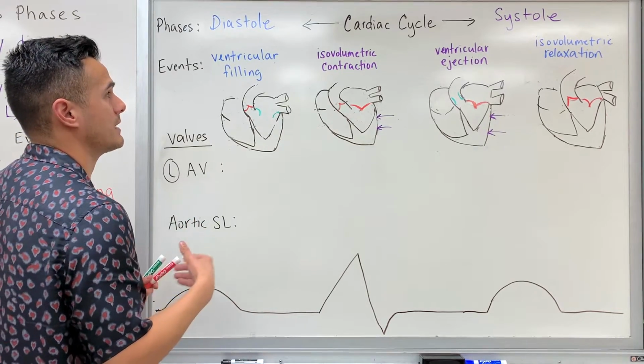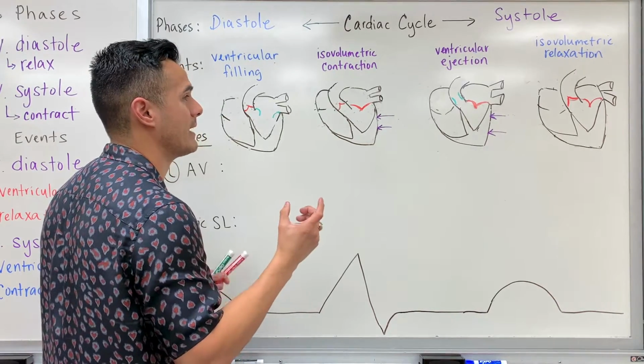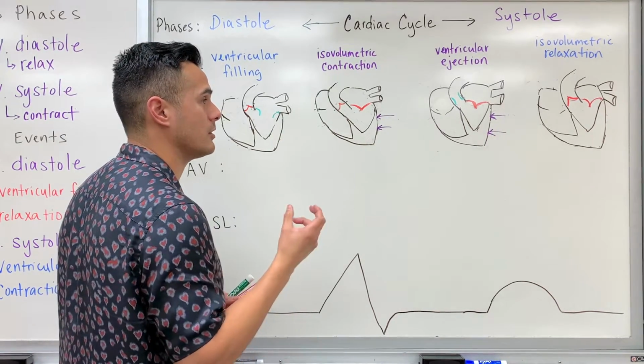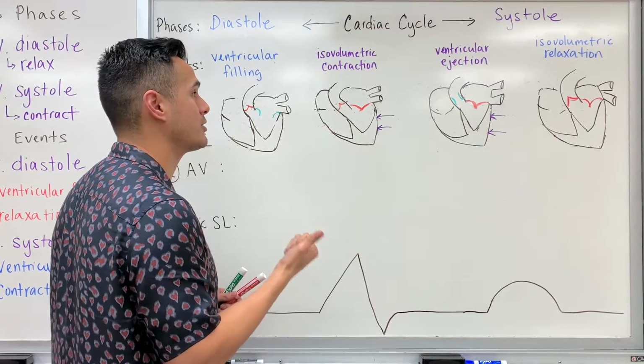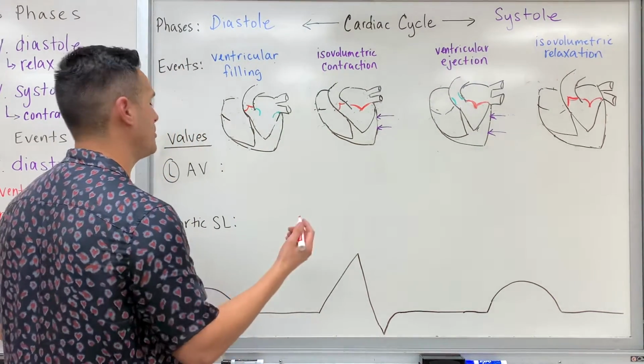Keep in mind, once again, if you hear the word isovolumetric, that means that all of the valves are closed. So whether it's atrioventricular or if it's the semilunar valve, they're going to be closed. So we'll depict that here in red.